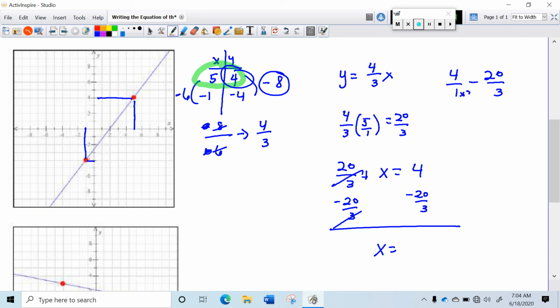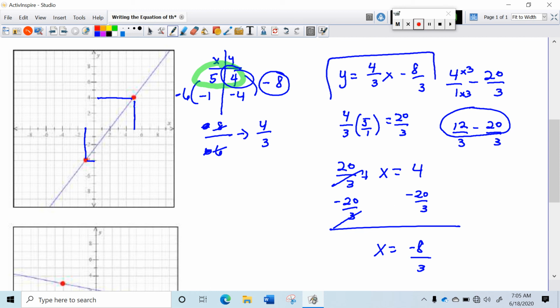I'm going to multiply the top and the bottom by 3. So that's 12 over 3 minus 20 over 3. Keep the denominator. Calculate the numerator. 12 take away 20 is negative 8. That's the y-intercept, negative 8 thirds. So the equation of this line is y equals 4 thirds x minus 8 thirds.